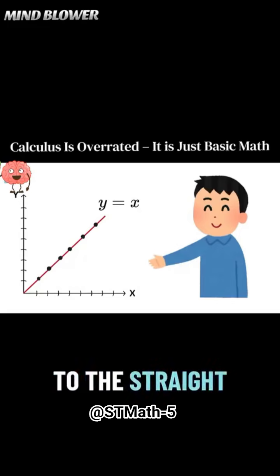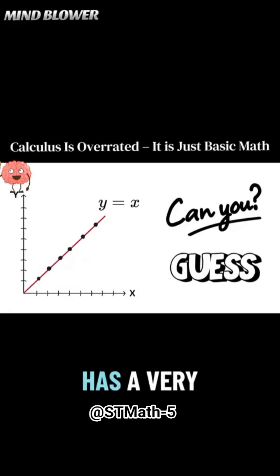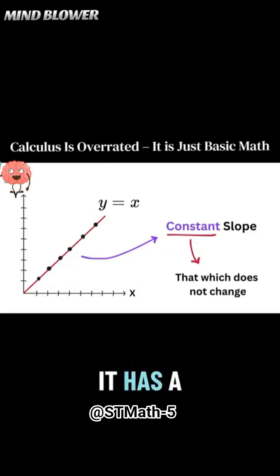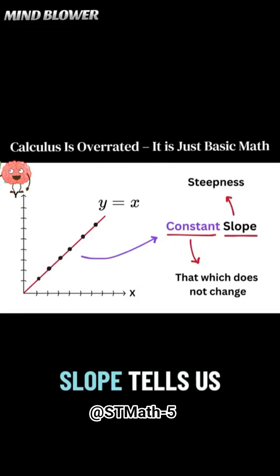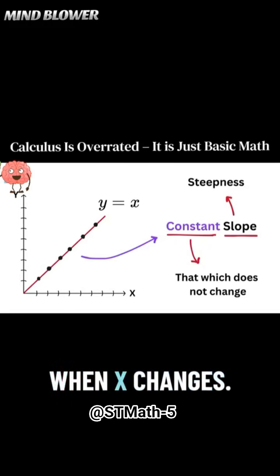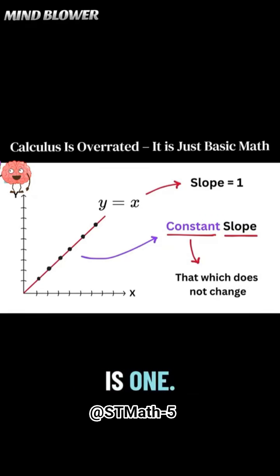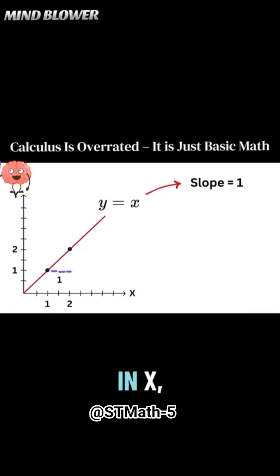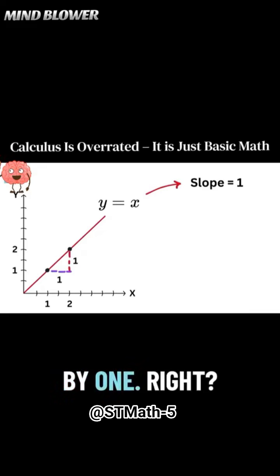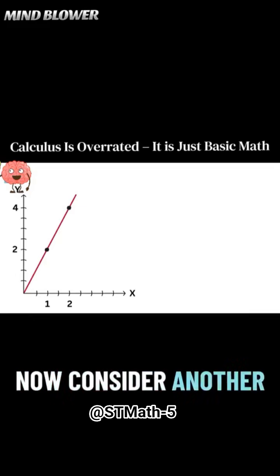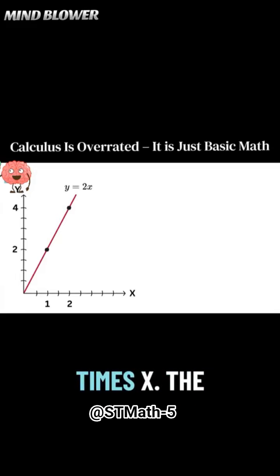Let's go back to the straight line for a moment. A straight line has a very special property. It has a constant slope. The slope tells us how steep the line is. That is how much y changes when x changes. For y equals x, the slope is 1, meaning for every one step forward in x, y goes up by 1, right?